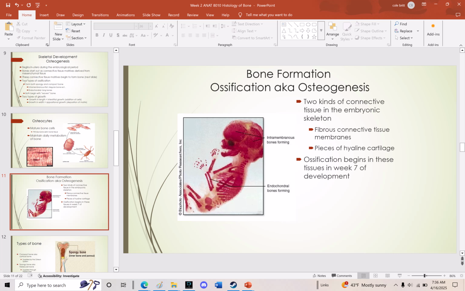Now, ossification or osteogenesis. We're going to see there are two kinds of connective tissue in the embryonic skeleton. The first kind is fibrous connective tissue, and then there are pieces of hyaline cartilage. And we said hyaline cartilage was what kind of cartilage? Hyaline cartilage is also articular cartilage. That's right. Good job.